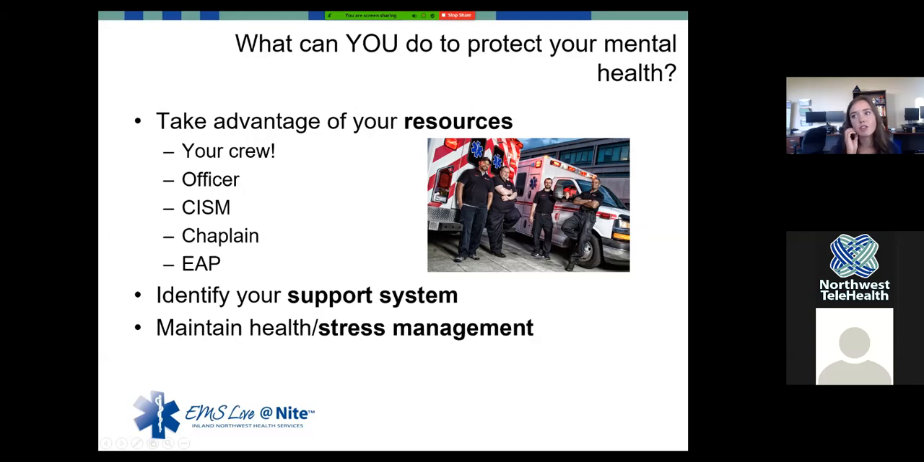And then maintaining your health and stress management. So that's all those coping mechanisms that we already talked about, the healthy ones, the adaptive ones. So exercising, getting outside, doing your hobbies, writing your thoughts down, seeking support and counseling, seeking support from your crew, utilizing those resources that your job provides. Those are all great ways that you can help yourself and protect your own mental health.